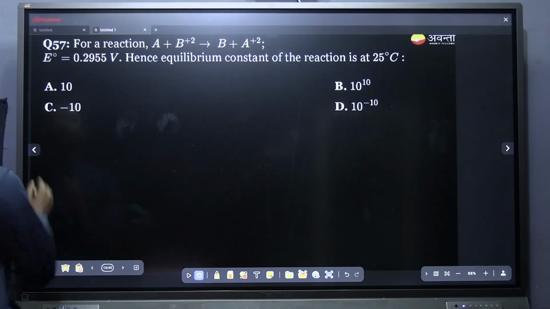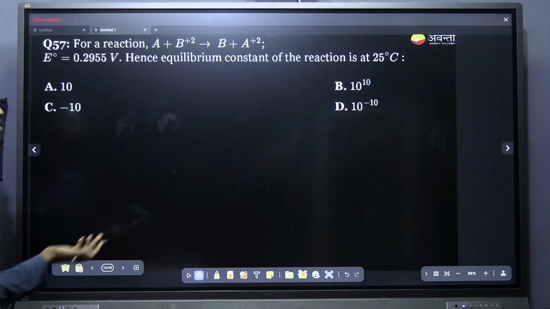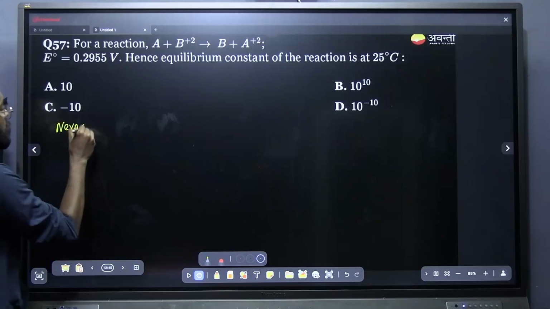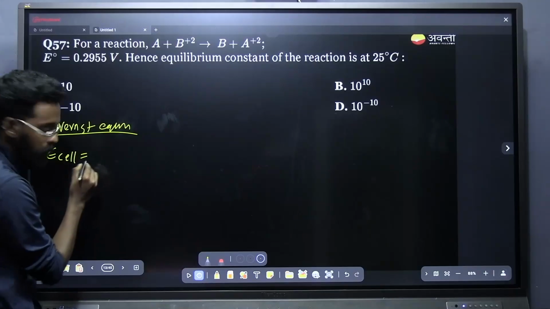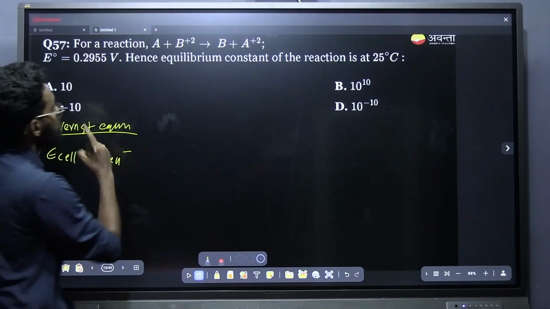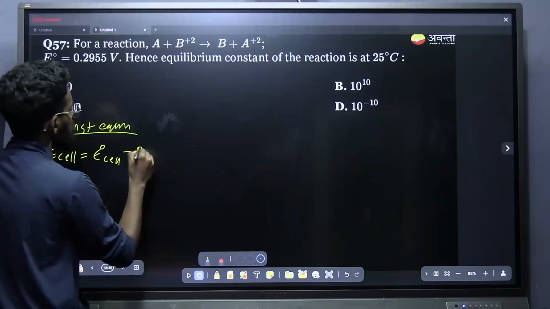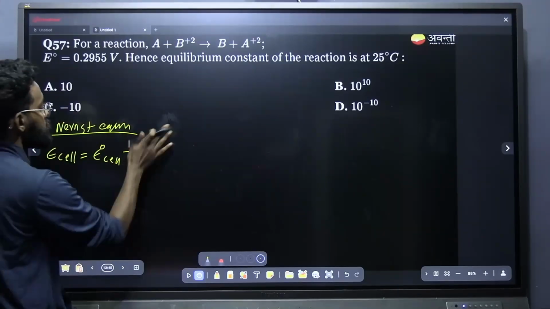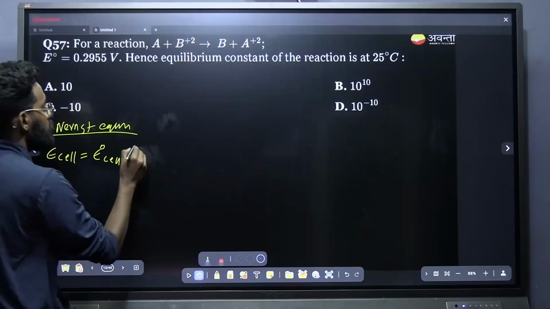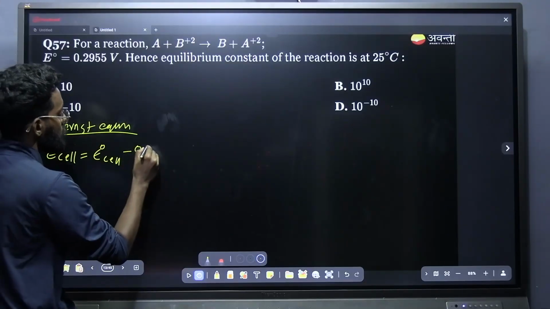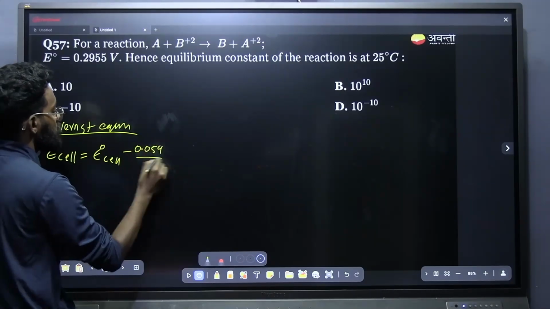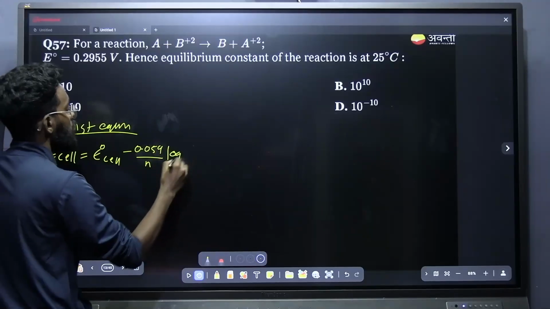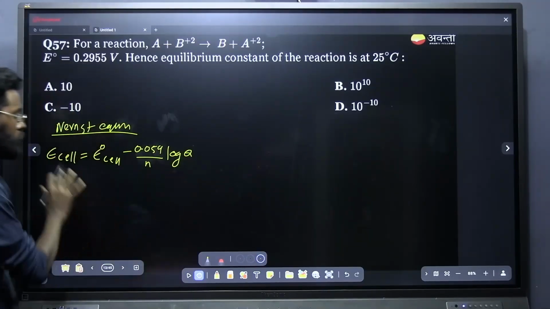Here the E naught cell value is given, right? Which equation will we be using? We can use our Nernst equation. What is the Nernst equation? E cell is equal to E naught of cell minus RT. Here the temperature is 25 degrees Celsius. If the temperature is 25 degrees Celsius, we can use our simplified equation: 0.059 divided by n into log Q.